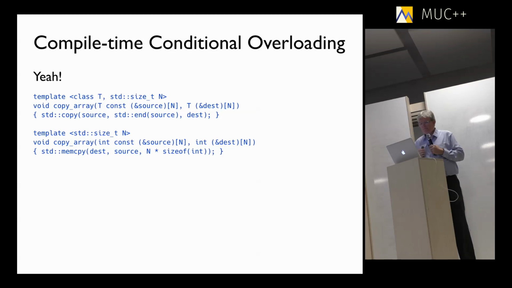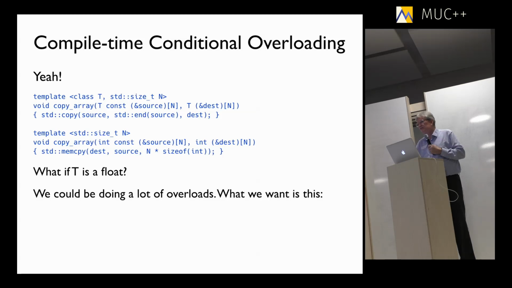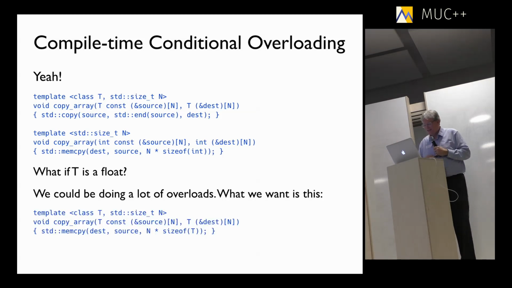But now, what if T were a float? We've got a lot of types that we might have to write. And so what do we have? What does C++ give us if you have to do the same code for lots of different types? We use a template. Right, okay, so let's create a template. So now we've templated this so that we can call memcpy for an array of any type. Now what's the problem with this?